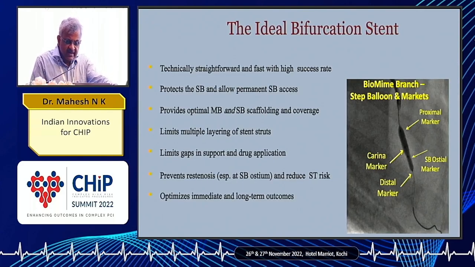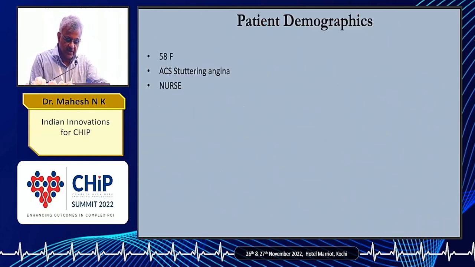So it's technically straightforward with a high success rate, protects the side branch and allows permanent access. The number of steps that you require to do the side branch becomes much easier, and it is a drug-eluting stent, sirolimus coated, so it has all the benefits of a drug-eluting stent also.